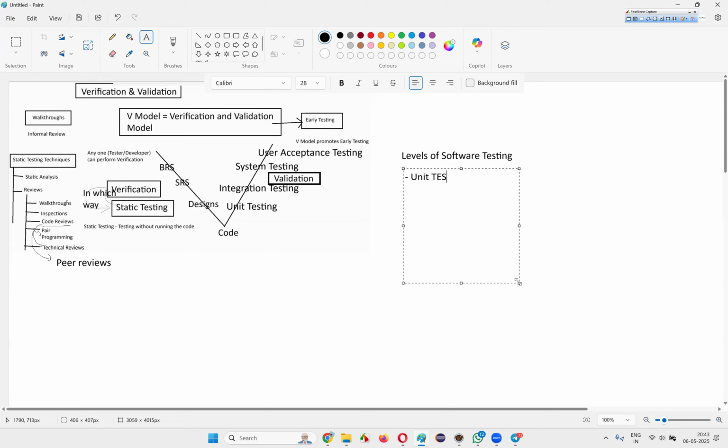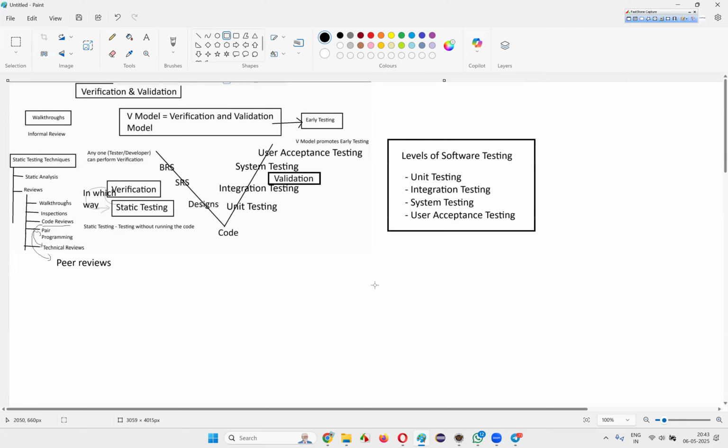The first level of software testing is unit testing. Then we have integration testing as the second level. Then we have system testing as another level. And then we have user acceptance testing as another level of software testing. These are the 4 levels of software testing, guys: unit testing, integration testing, system testing, and user acceptance testing.